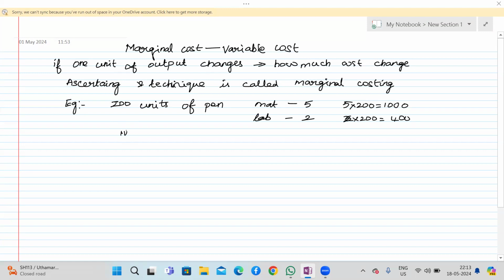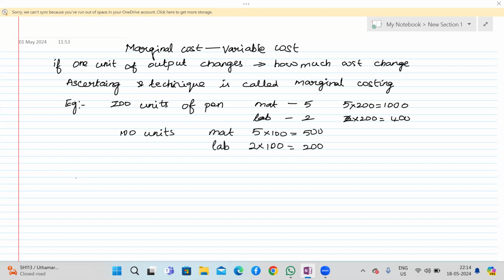If I'm producing 100 units of pen, my material cost will be 5 into 100, that is 500. So here my units are reduced, so my cost is also reduced. So this is called marginal cost. What about labor? Labor we will be incurring 2 into 100, that means 200. So this is called marginal costing. For a change in units, there is a change in cost as well.